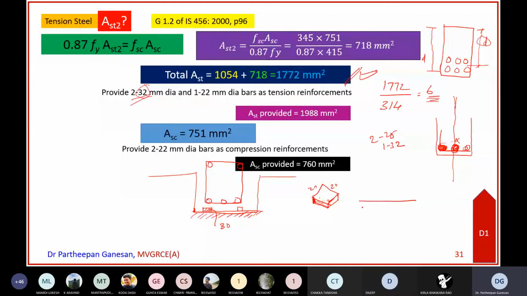See, this is your stirrup. This is your main reinforcement. Now your cover block is at the bottom. Now which is sitting on the cover block, stirrups or main bars? The stirrups are sitting on the main bars.